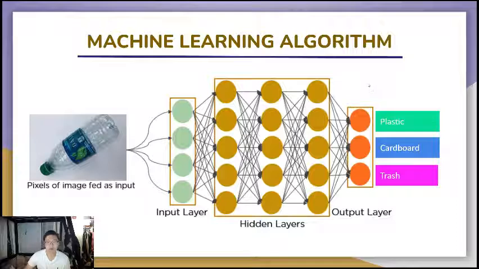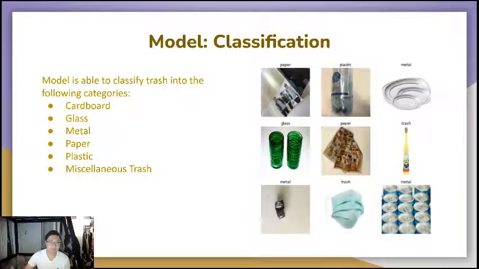In this diagram, we can see that the model is able to identify 3 different classes, but in actuality, our model is able to recognize 6. Our model is able to classify the trash into cardboard, glass, metal, paper, plastic, and miscellaneous trash.